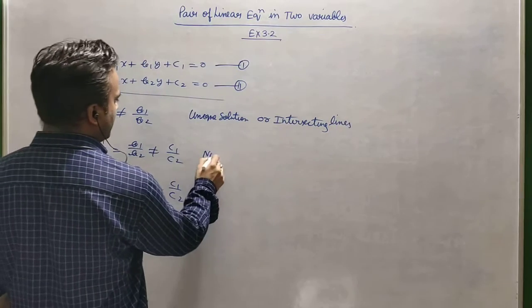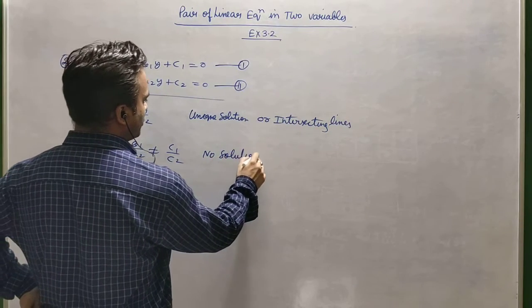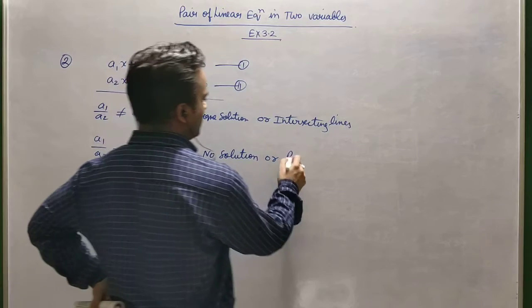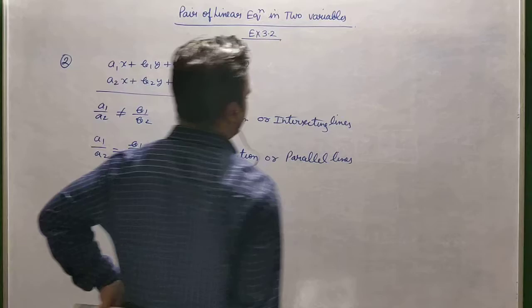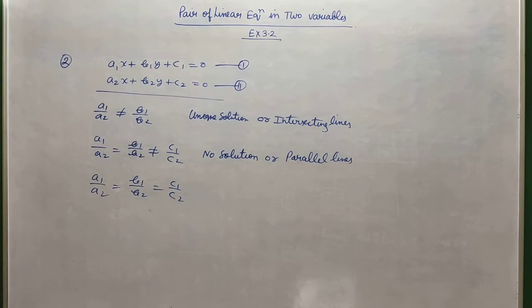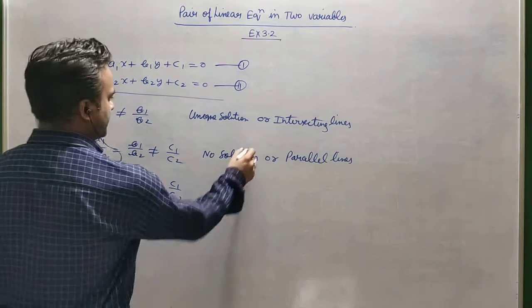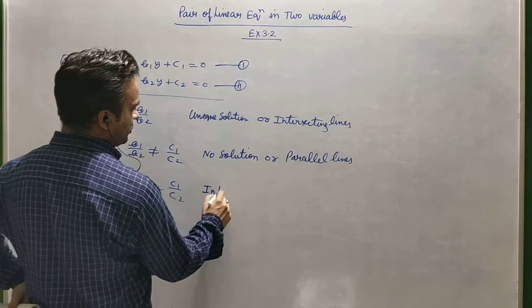If this is happening, then there is no solution, or we can say they are parallel lines, because they will not meet each other. If they meet, it means there is a solution. If they do not meet, it means there is no solution. Infinitely many solutions.